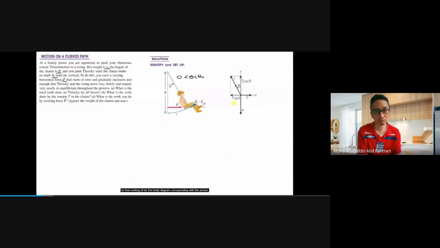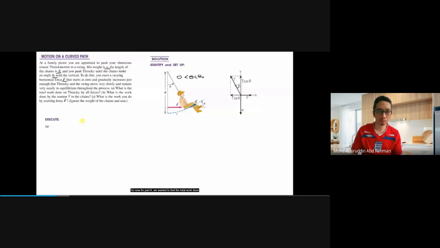Then looking at his free body diagram, corresponding with this picture, so that allows us to have this theta be the same as this theta, we can see all the forces. We have the force applied by the pusher going to the right, we have his weight down, and then we have the tension in the chain going up and to the left. And it's also broken into its components, T cosine theta up and then T sine theta to the left.